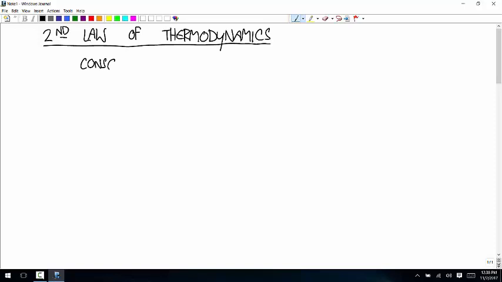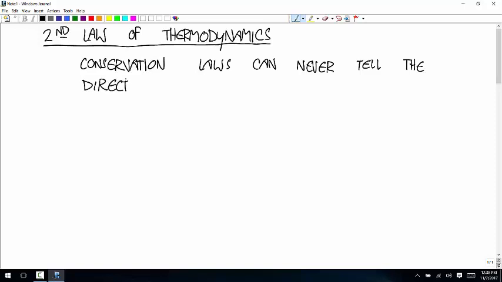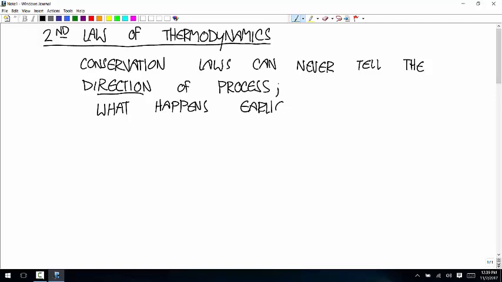So conservation laws never tell the direction of a process. So what happens first? Or what happens earlier, what happens later.